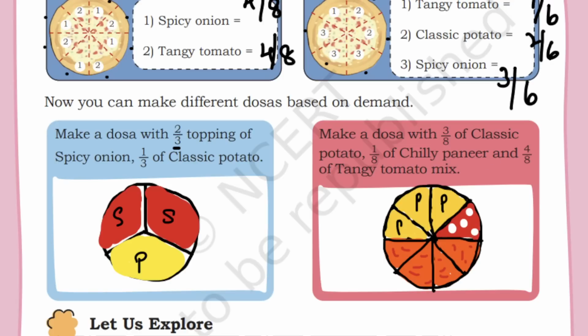Okay, so we'll mark the portions now. So here 2 by 3 of spicy onion. So spicy onion, I put it in red. Then classic potato 1 by 3. Here you have 3 by 8 of classic potato, 1 by 8 of chili paneer, and 1, 2, 3, 4, 4 by 8 of tangy tomato mix.